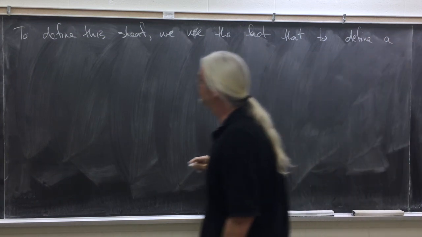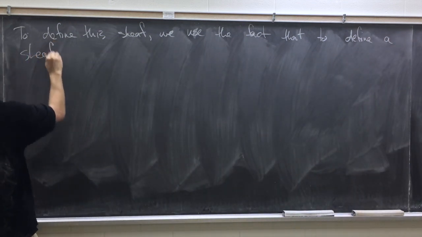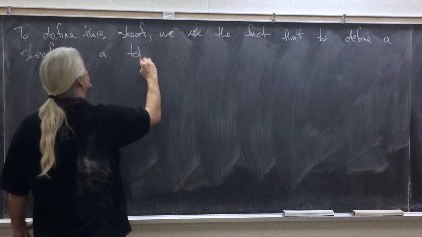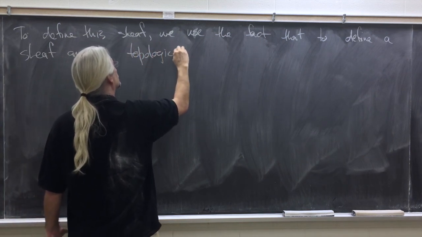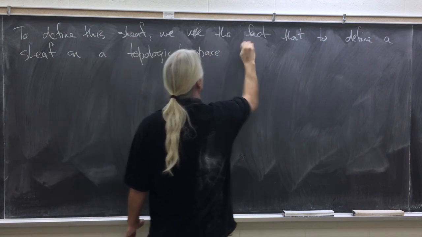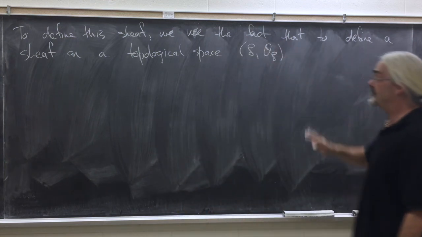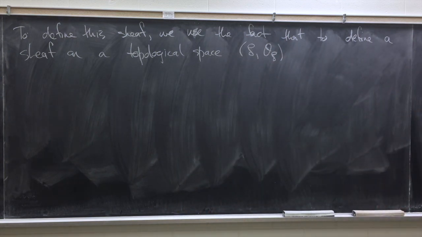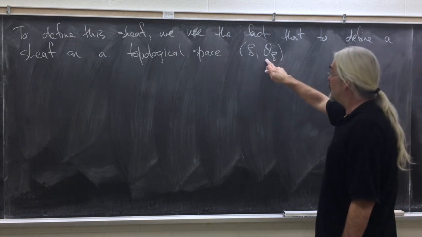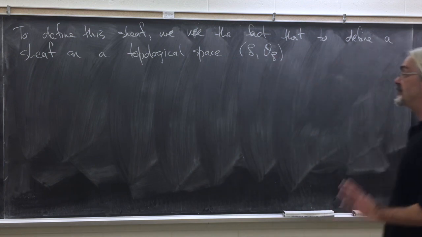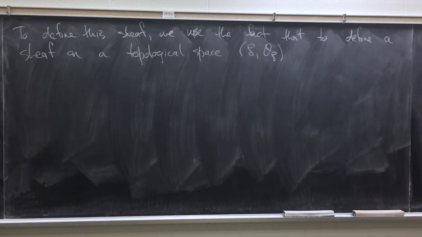a sheaf on a topological space, S, OS. Okay, so OS here is the set of all open subsets of S. Okay, and so what you do when you define a sheaf is you define what the local sections over every open subset look like. But you don't actually have to tell me what the sections are over every open subset. It suffices to define sections over a base for the topology.